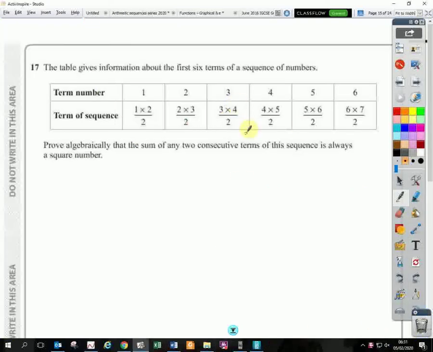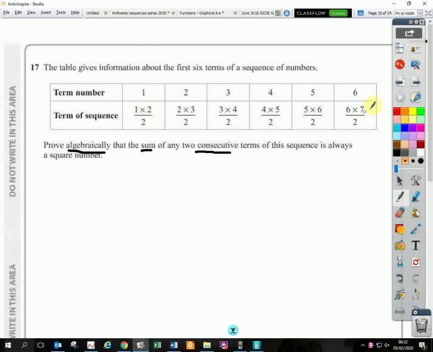Okay then, so on this proof question, number 17, we have to prove algebraically, meaning using algebra, that the sum of any two consecutive terms of this sequence is always a square number. Okay, so the table above is very useful. Just got to break this sentence down slightly. So sum means to add, and consecutive means they follow each other. So the sum of two consecutive terms is always a square number.